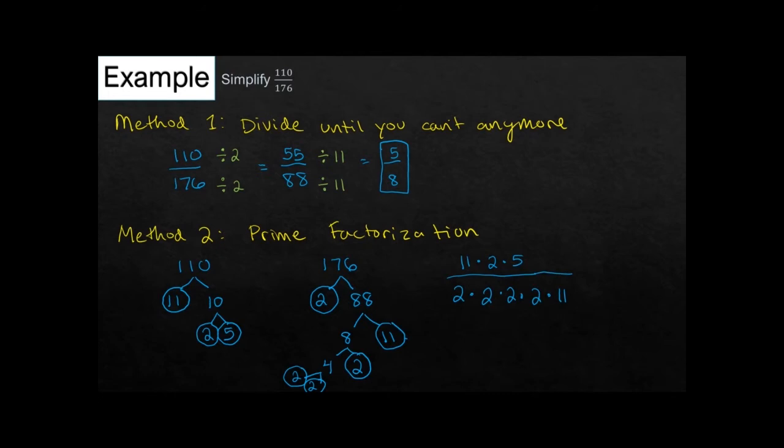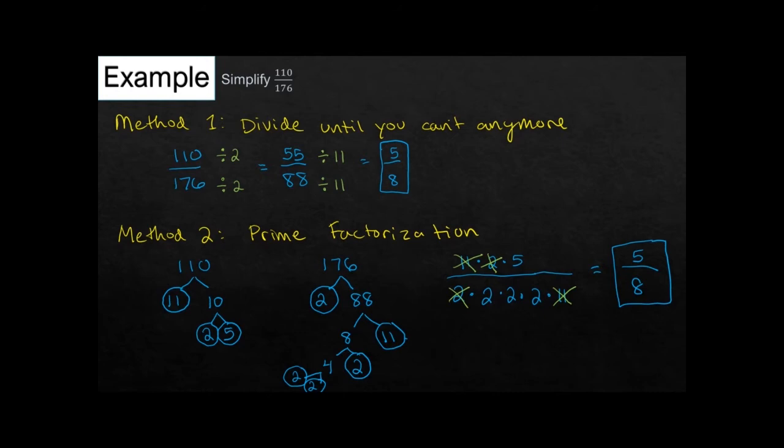And then you just cancel things that are in common on the top and the bottom. There's an 11 on the top and an 11 on the bottom, so I can cancel those out. There's a 2 on the top and a 2 on the bottom. And when there's nothing else in common, then you multiply it out. On top, all I'm left with is 5. And on the bottom, 2 times 2 times 2 gives me 8. So I get the same number that I did on the top.